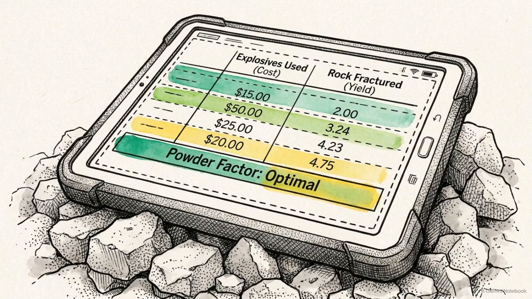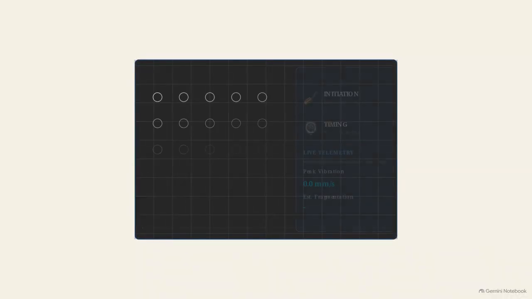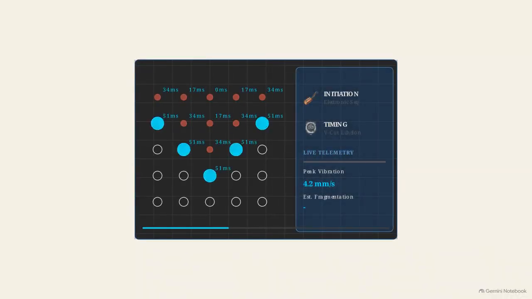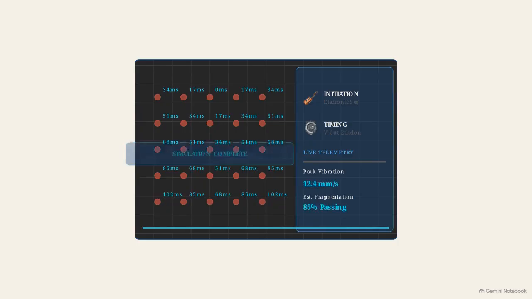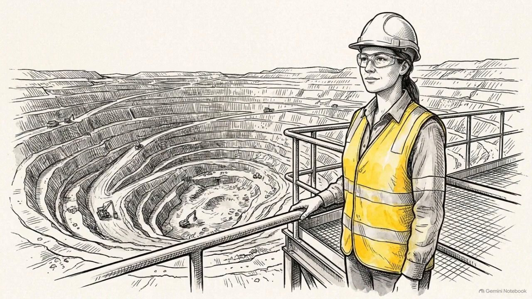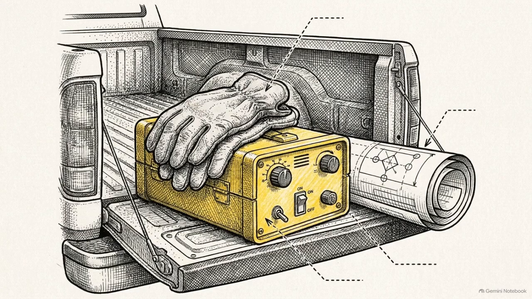Digital software now allows engineers to simulate geometry and timing long before a detonator is ever triggered. This preparation ensures both the safety of the workforce and the continuous productivity of the mine. Designing a blast is a technically demanding, safety-critical practice within heavy engineering.